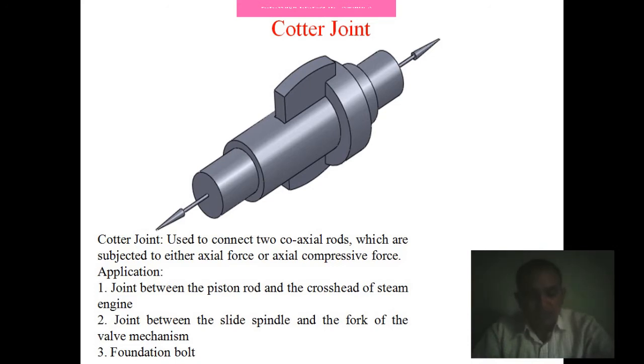Typical applications of cotter joints are joints between the piston rod and the crosshead of steam engines, joints between the valve spindle and the fork of valve mechanisms, joints between the piston rod and the tail or pump rods, and it is also used in foundation bolts. So you can apply only tensile or compressive forces to these cotter joints, and it is useful only in this direction. It is not useful for rotating conditions.